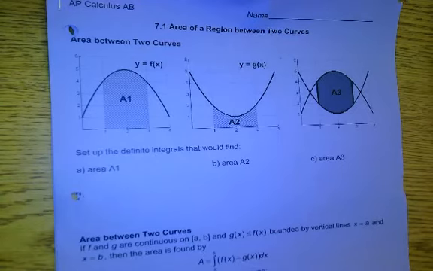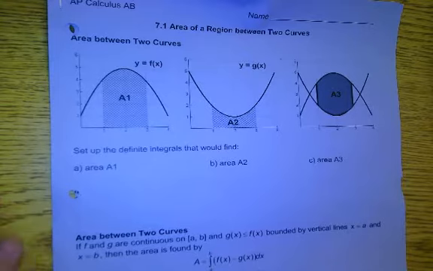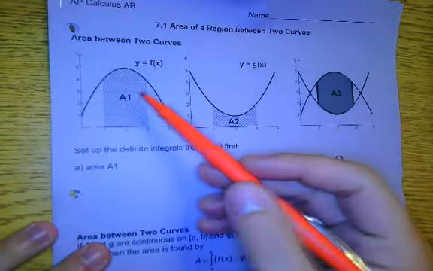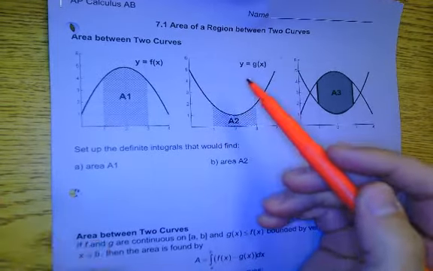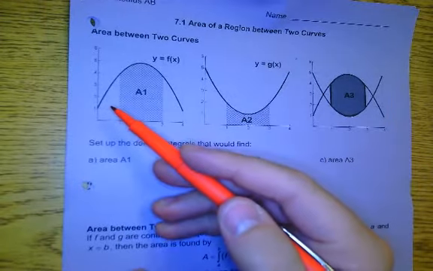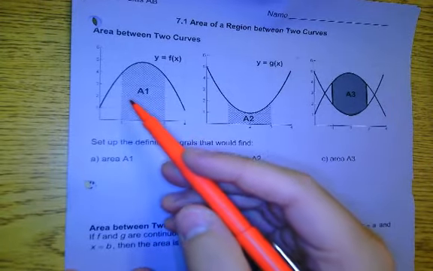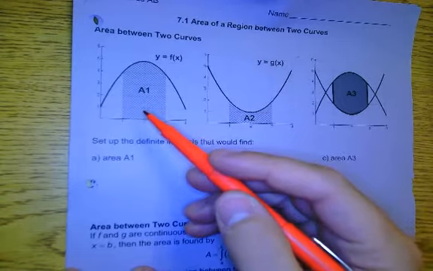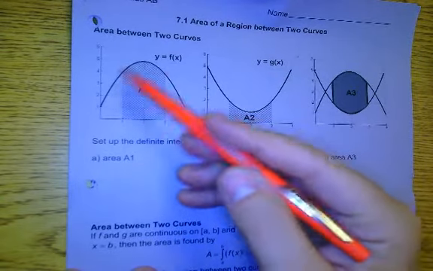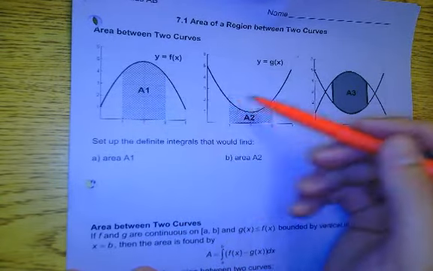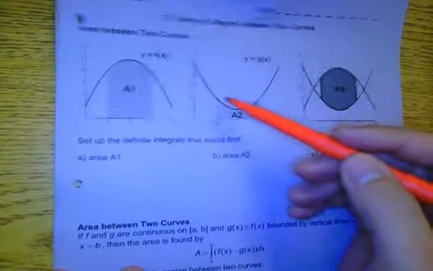Let's get started here. We're going to start talking about area of a region between two curves. So the first two pictures here are something that we do already know. When we find the integral from one part of a function to another part, it gives us the area, no matter if it's concave up, concave down, or whatever. So these are the two examples of those.